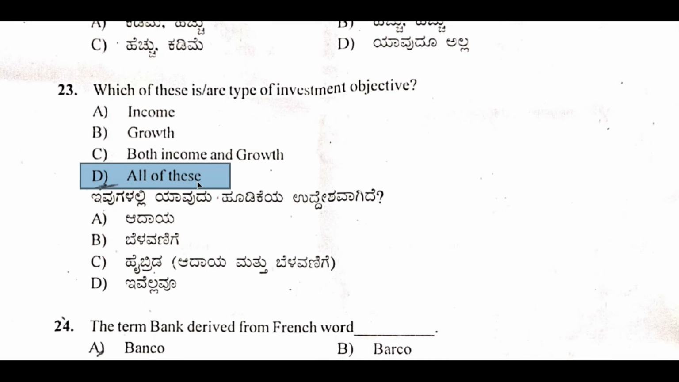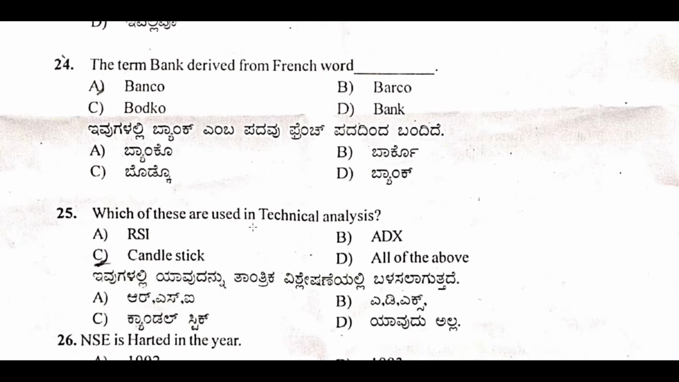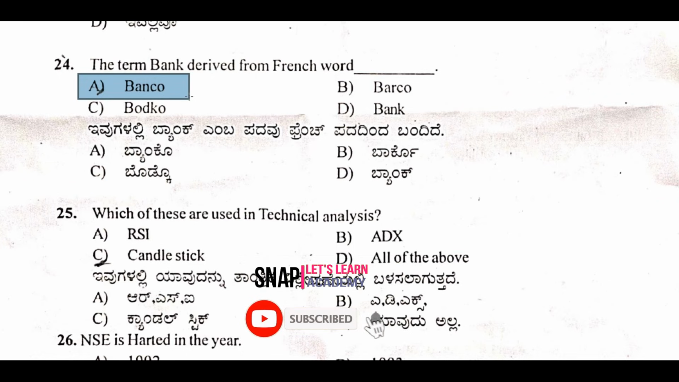Question number 24, the term bank derived from French word. Which French word is used for the bank? Option A, banco. Option B, barco. Option C, bodco. Or option D, bank. So the right answer is option A, banco. Sometimes it is also BANQUE. That is the right French word, BANQUE.